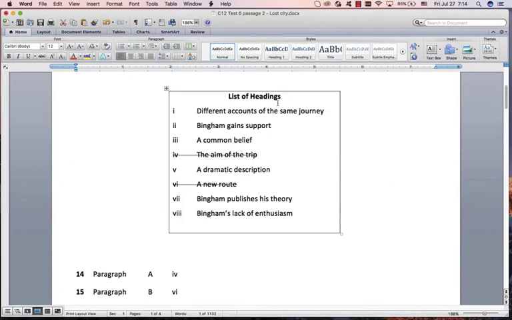Different accounts, no. Support, no. Belief, no. Description, no. Publisher's theory, no. And there it is there. He had a lack of enthusiasm. I'm surprised they didn't say anything about the hill. I thought they would say the hill. I thought the topic of the paragraph was about the hill as well, but they left it out. More about the fact that he was less than keen. He had a lack of enthusiasm.